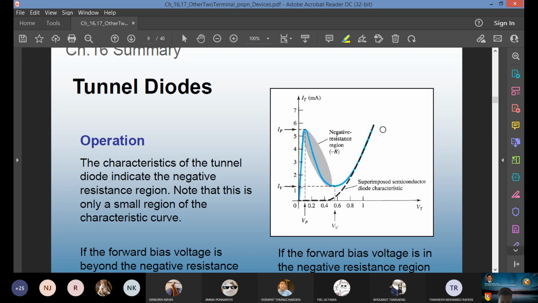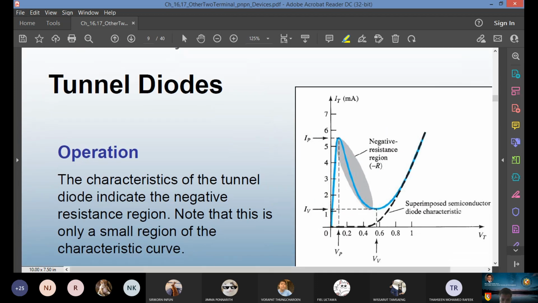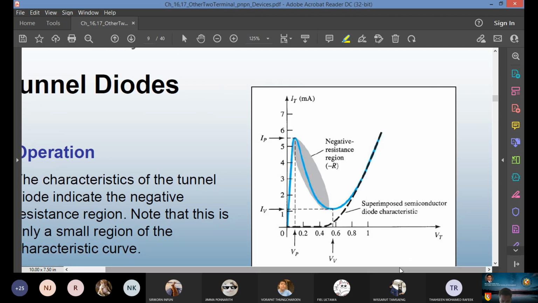The black dashed line is not the tunnel diode line. It's the conventional PN junction. You can see at about 0.5 volt, the black dashed line starts taking off. 0.6, 0.7, you have a current conduction. It is the conventional, the regular diode. The blue curve here represents the characteristic of the tunnel diode. The region which is shaded in gray is your negative resistance region. The R value is minus.